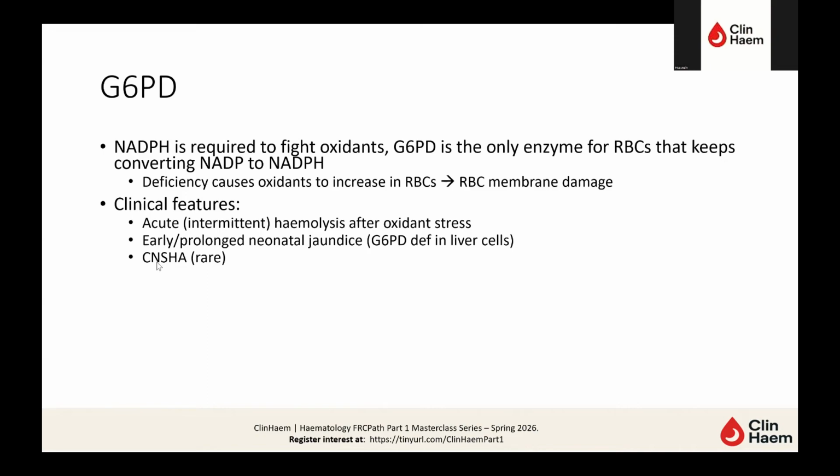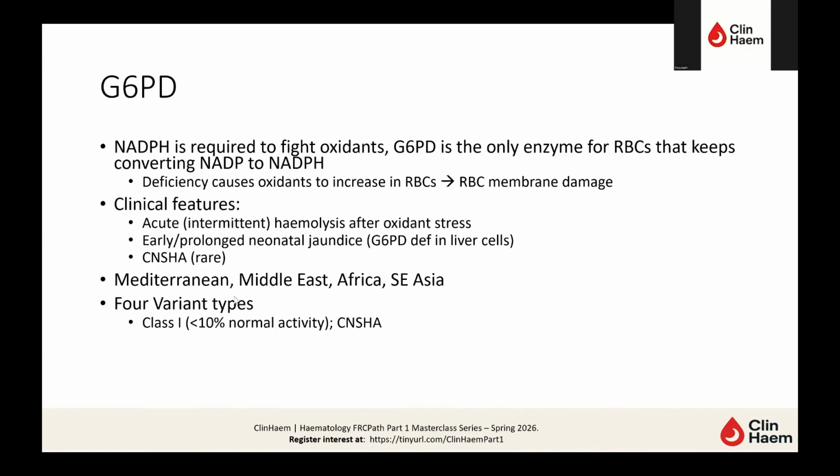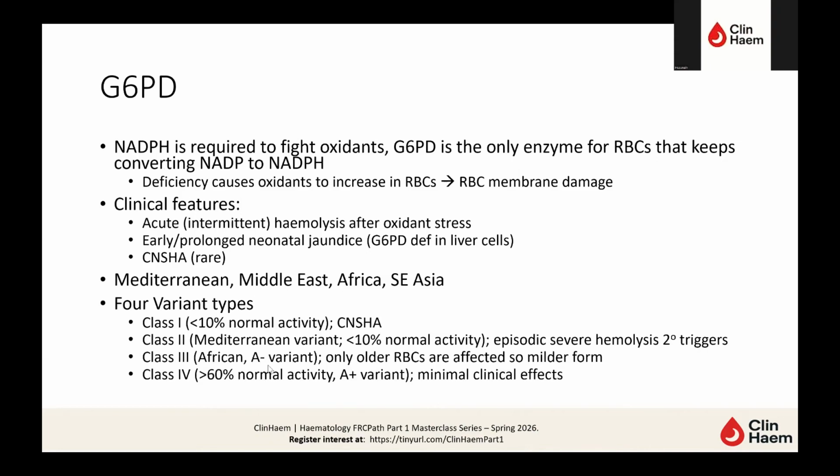There is a rare variant where you get constant hemolysis instead of acute hemolysis, which is congenital non-spherocytic. It is an important cause of congenital non-spherocytic hemolytic anemia. You see in these ethnicities, as you know, the four types, depending on how much the activity is. More than 60 is normal. Less than 10, either they can have congenital constant hemolysis, or they can still have severe episodic hemolysis. Depends on some of the kinetics of the enzyme.